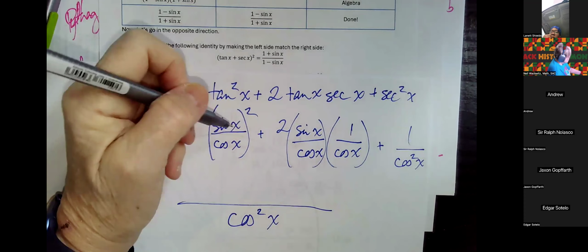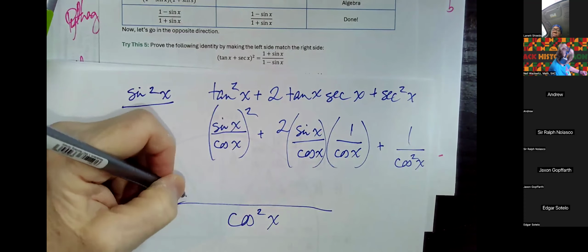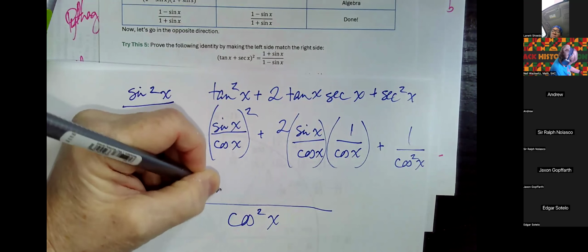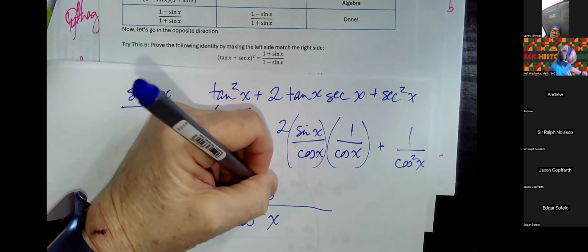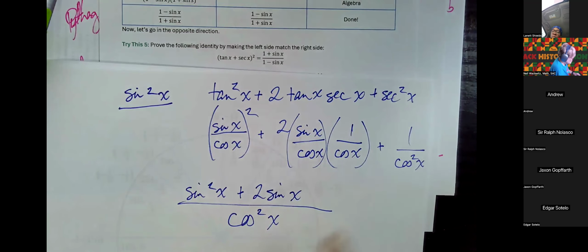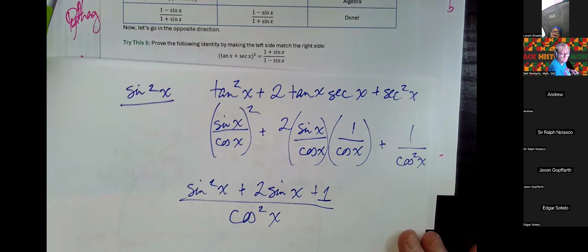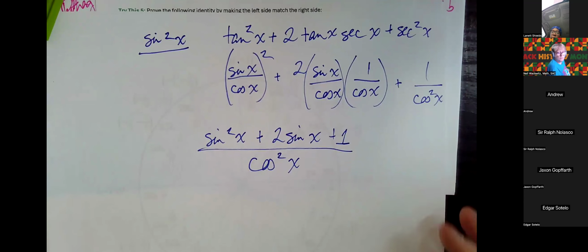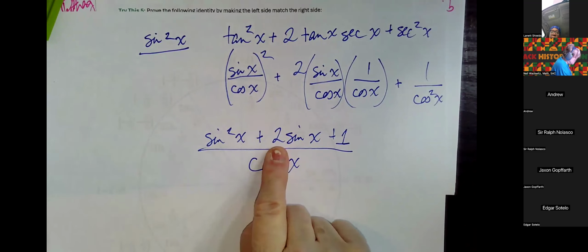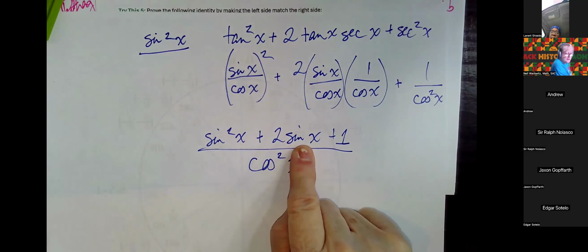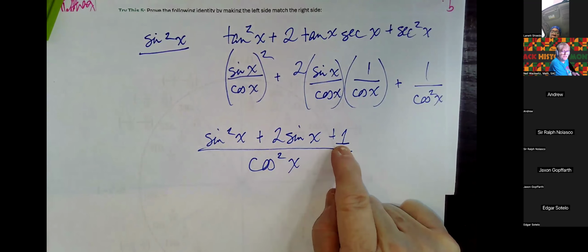And the numerator is going to be sine squared x plus 2 sine x plus 1. And this is where the pattern of squaring becomes really important. We've got something squared plus 2 times something. That should make us think, is 1 a perfect square?